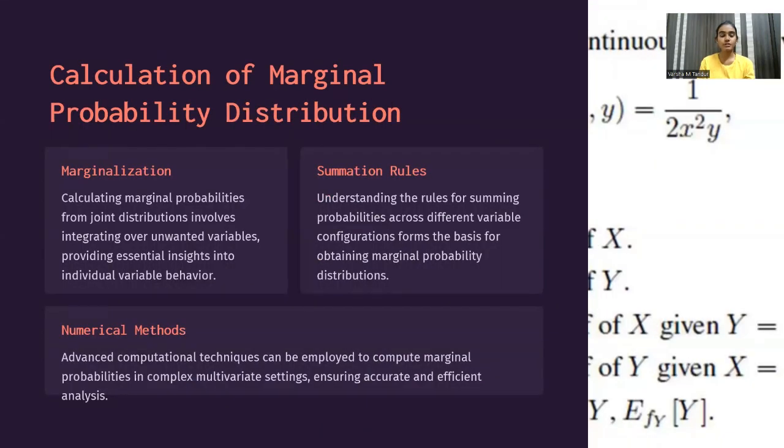Calculation of marginal probability distribution. Marginalization. Calculating marginal probabilities from joint distributions involves integrating over unwanted variables, providing essential insights into individual variable behavior. Summation rules. Understanding the rules for summing probabilities across different variable configurations forms the basis for obtaining marginal probability distribution.